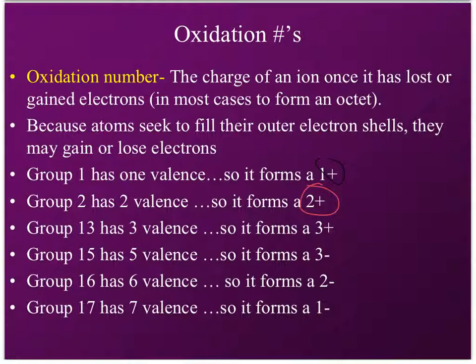Group 13, they can lose different numbers. Group 13 ends in s2p1, remember, so they lose those outer 3 and take on a +3 charge. And skip group 14 because they can do a little bit of both. Group 15 has 5 valence electrons, so in order to form an octet, it wants to gain 3, so a 3- charge. Group 16 has 6 valence electrons, so it wants to gain 2, resulting in a -2 charge. Group 17, -1 charge.